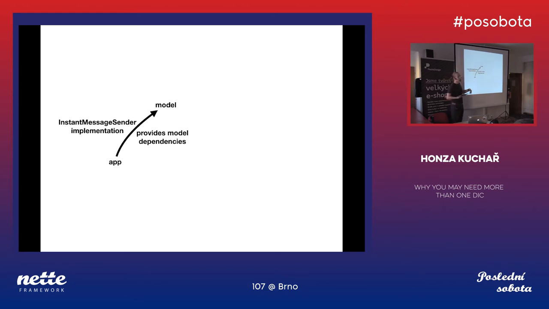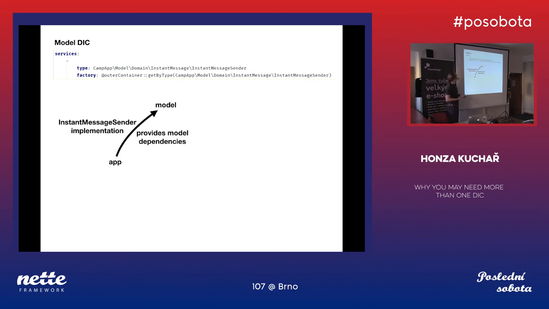So the application which provides this SMS interface actually has to implement some interface from the model. So let's look at how it looks. The model has to explicitly state that it actually needs this interface, so it's InstantMessageSender. It's just an interface with a method send. That's all it has.